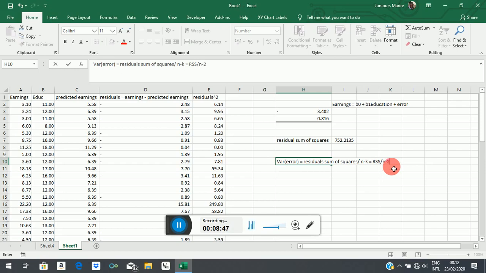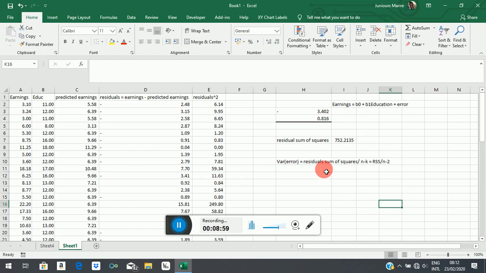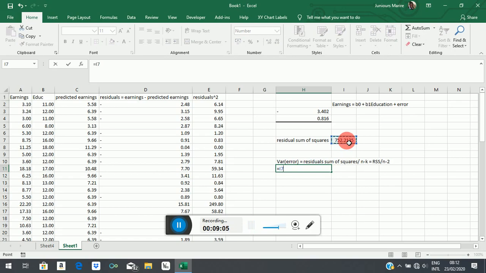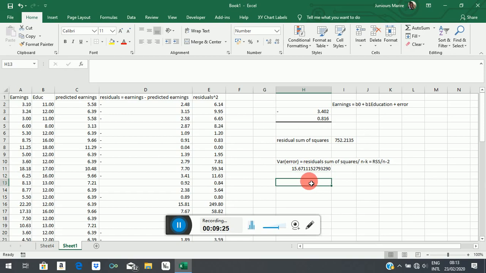If you have a 3-variable regression where maybe there's also experience, so that you have beta 2 experience, you now have 3 coefficients, then here you will put 3. Okay, so that's the formula. What do we get? We say this is equal to that, divided by, we have 50 people in our sample and we estimated 2 coefficients. Your answer is 15.671.